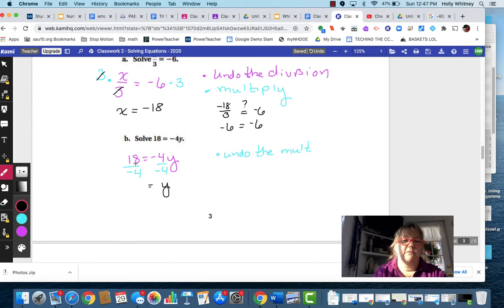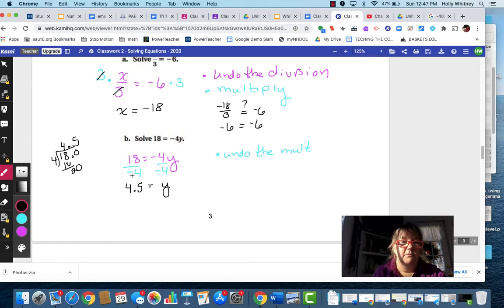Okay, 18 divided by 4. Well, we're going to have to do some long division, so let's go over here. 18 divided by 4. 4 goes into 18, not 5 times, because that'd be 20, so 1 less than 5 would be 4. 4 times 4 is 16, with 2 left over. I'm going to bring down a 0. 4 goes into 20 5 times, so my answer is 4 5/10. My answer is negative, because a positive divided by a negative is a negative.